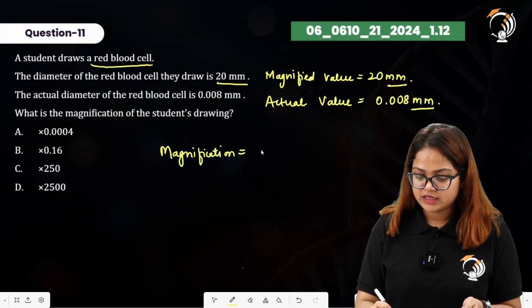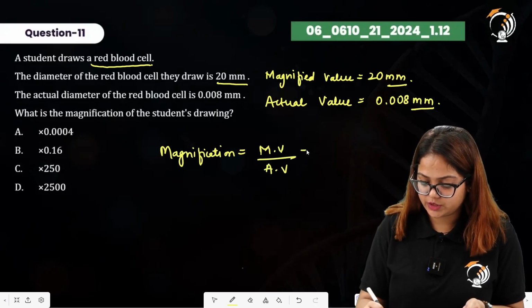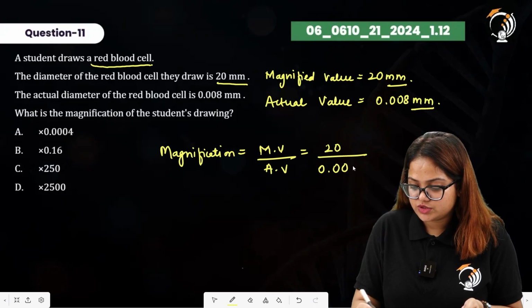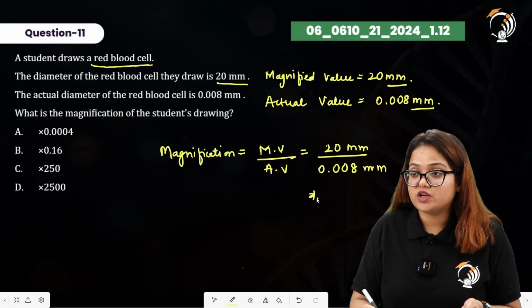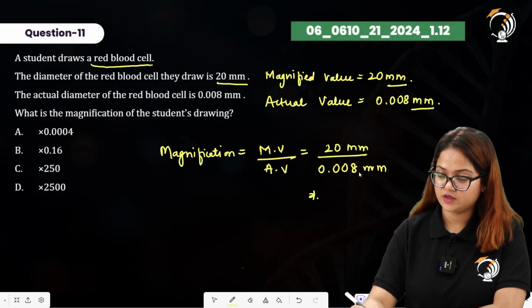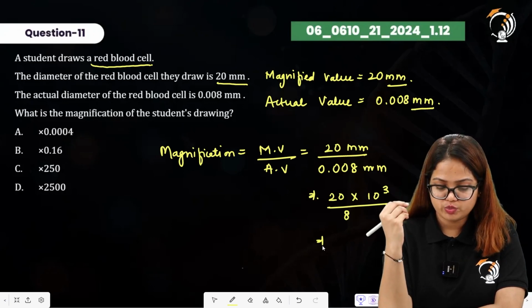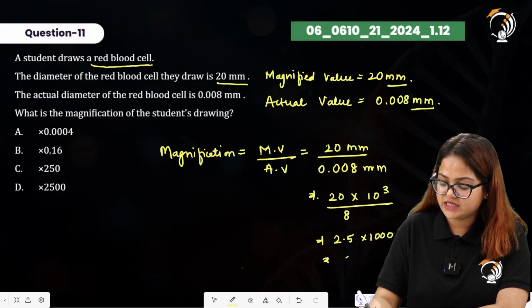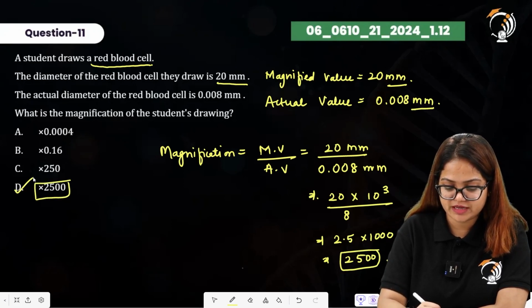Magnification equals magnified value divided by actual value, that comes out to be 20 divided by 0.008 millimeter. Now solving this we get, 20 into 10 to power 3 divided by 8. So this is 2.5 into 1000, this is 2500. So magnification comes out to be 2500 times. Option D is the right answer.